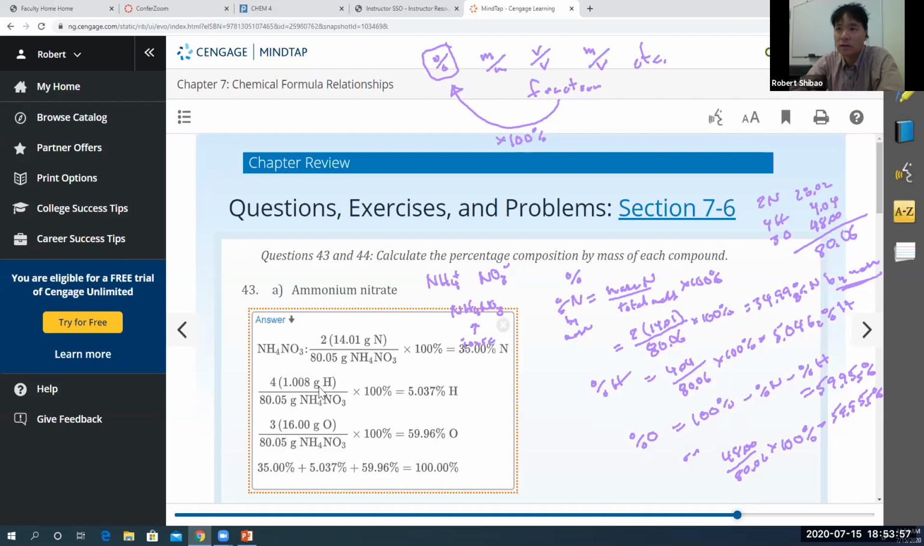And they got 50.37, I got 50.46, okay, due to rounding. I did too much rounding, right? They didn't do too much rounding. Oxygen is the same, but they rounded the answer here. This worked out to add up to 100%. Yeah. Okay.